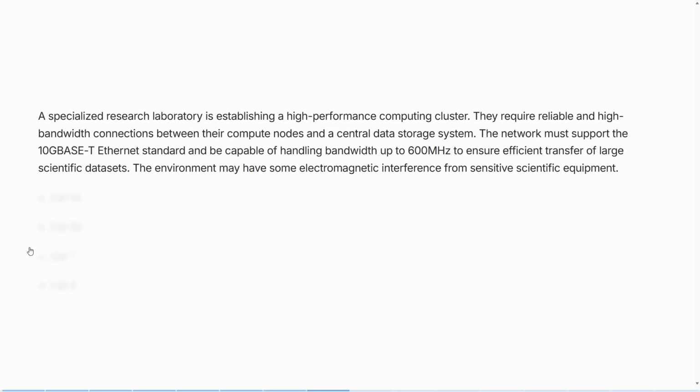Moving on to the next question from exam objective 3, which reads, a specialized research laboratory is establishing a high-performance computing cluster. They require reliable and high bandwidth connections between their compute nodes and a central data storage system. The network must support the 10BASE-T Ethernet standard and be capable of handling bandwidth up to 600 megahertz to ensure efficient transfer of large scientific data sets. The environment may have some electromagnetic interference from sensitive scientific equipment. Which of the following best meets these standards? Is it A, Cat5e, B, Cat6a, C, Cat7, or D, Cat8?